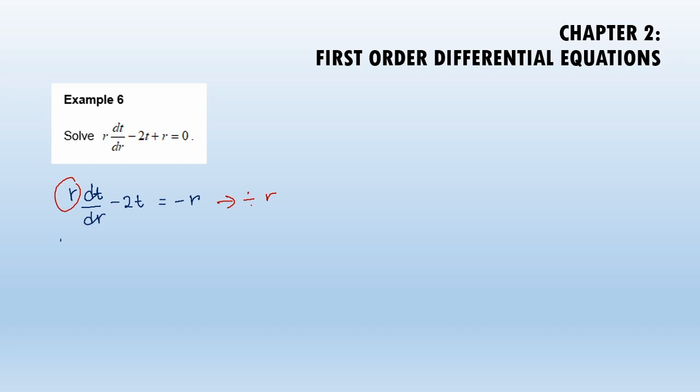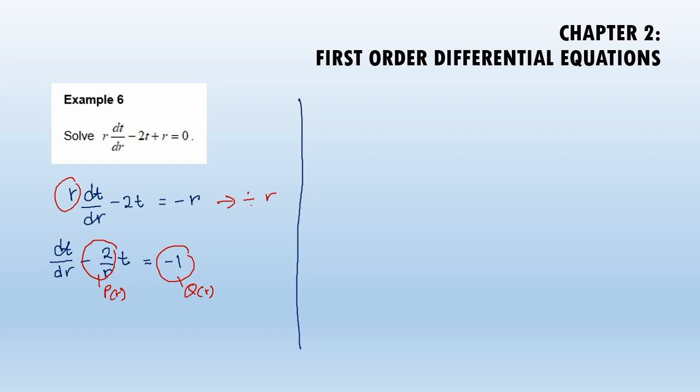So we're gonna have dt dr minus 2 over r times t equals negative 1. So we have formed the equation into a linear first order differential equation. So next, we identify negative 2 over r as p of r and negative 1 as q of r.